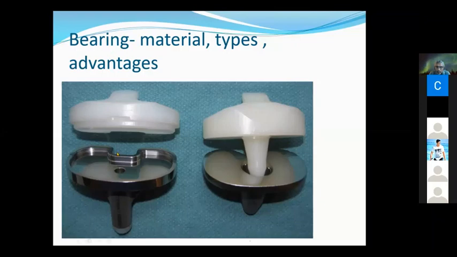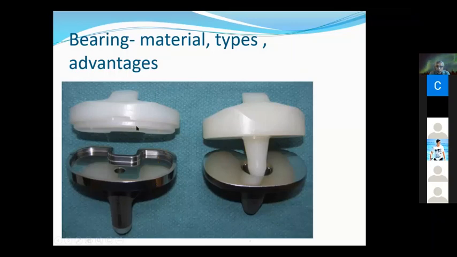What is this compared to what is this? How is it different? So one is a fixed bearing. Correct. The other one is a mobile bearing. Well done. Okay, so you mean which is the fixed one? This one? Yes, sir. The left is a fixed one.